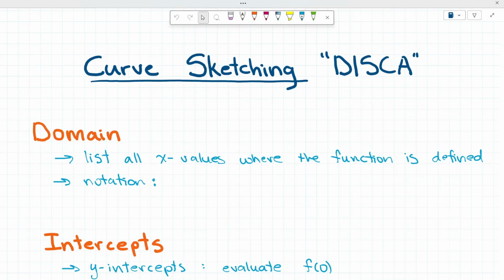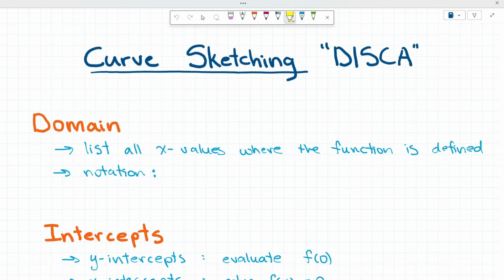So let's begin. So the cool acronym I'm going to teach you today is called DISCA. So I know different school boards use some different acronyms that might have the A first or D last, but I'm going to teach you the DISCA version today. It doesn't really matter the order in which you follow this acronym, just so long as you include all these key elements so that you can have a complete sketch of your curve and understand how to optimize it.